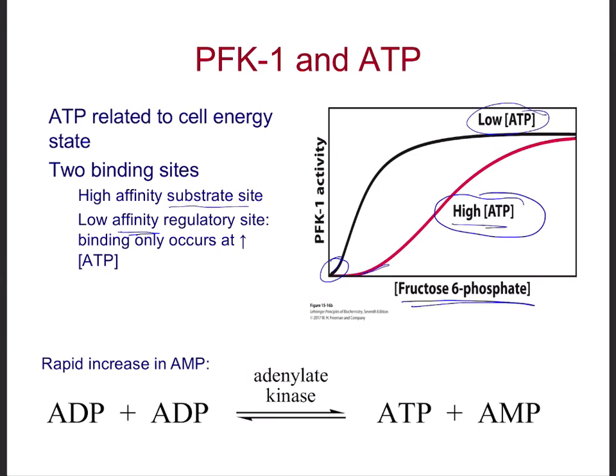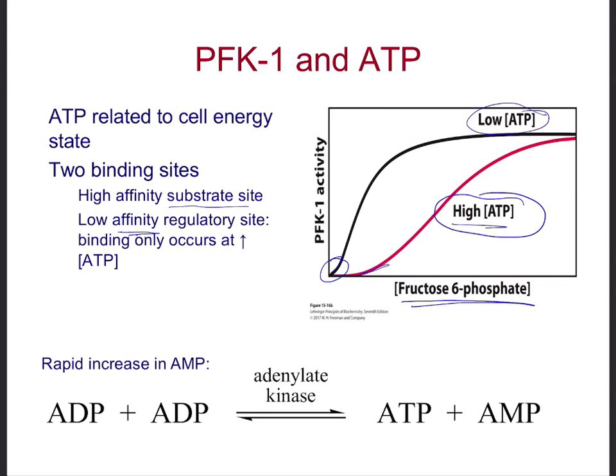Now, basically as ATP levels rise, we'll see binding to the regulatory site and inhibition of PFK1. When ATP drops, well, we want glycolysis to be active. So ATP levels start to drop and ATP dissociates from the regulatory site, and as a result, it simply serves as a substrate for the enzyme.